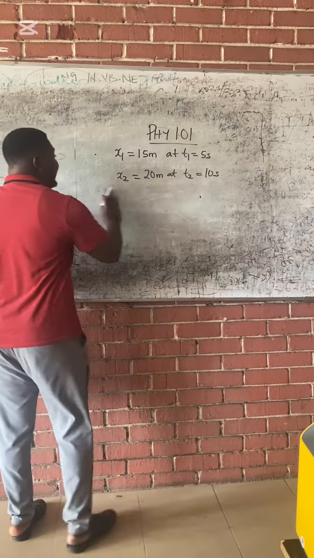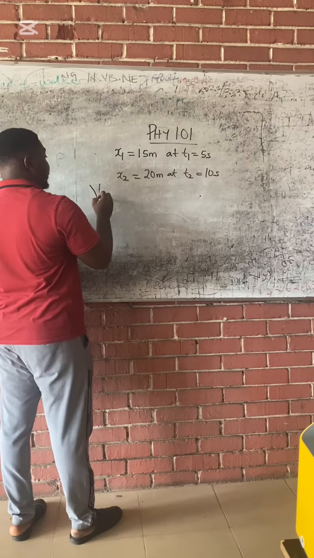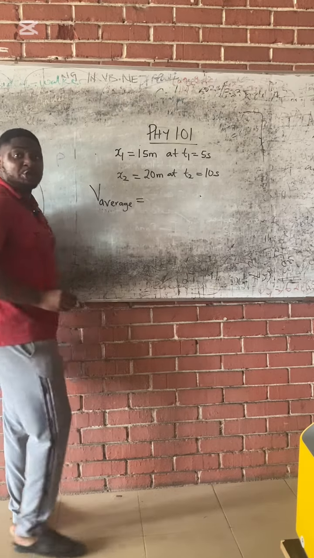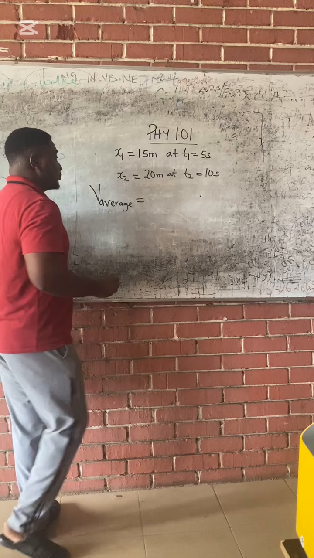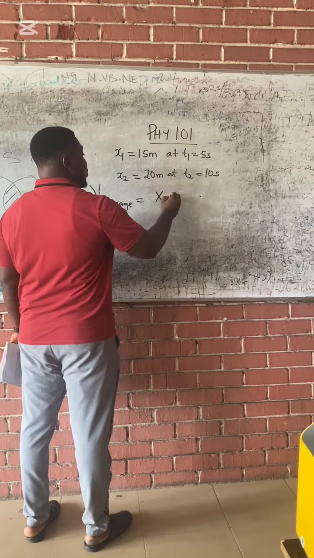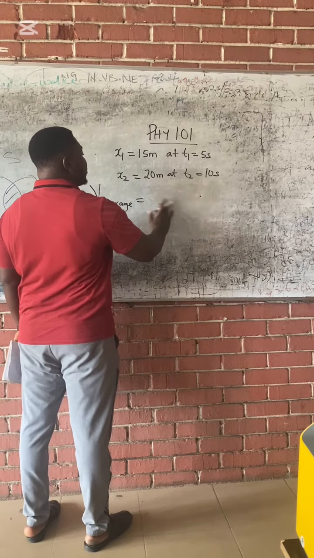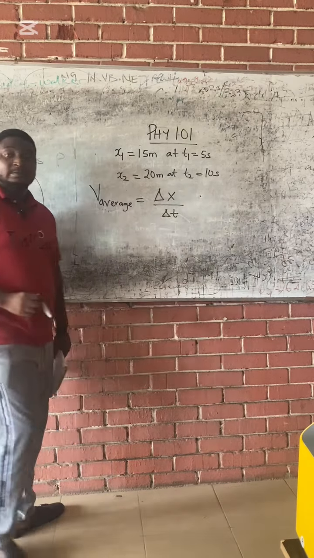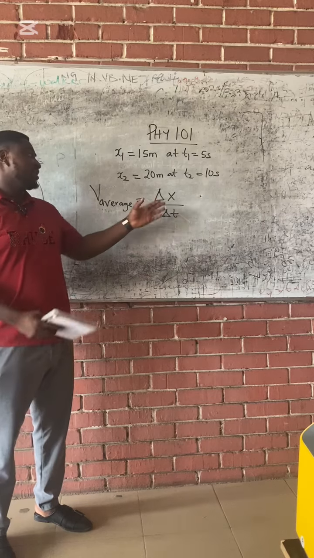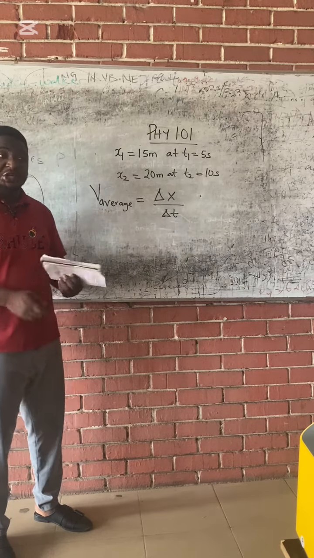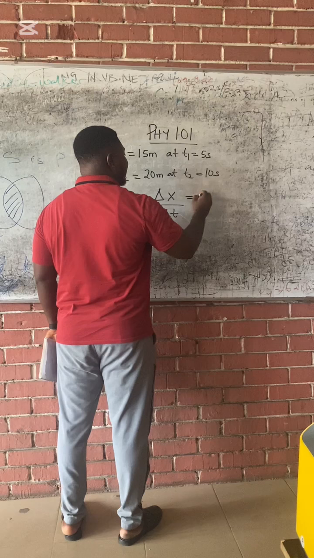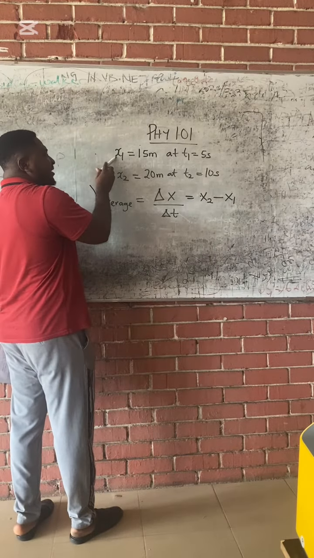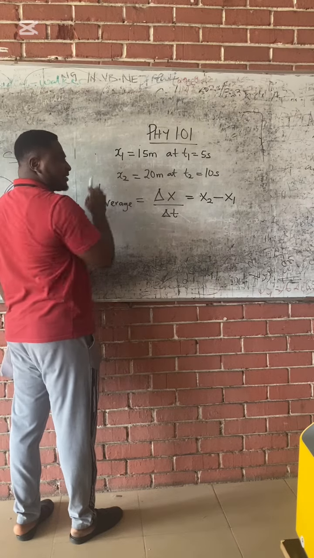Class, the average velocity of this body, V average, is going to be x2 minus x1 over t2 minus t1, because actually it is the change in displacement all over the change in time. Average velocity is the change in displacement all over the change in time. The change in displacement is the final displacement x2 minus initial displacement x1. So in this question, the body was first found at x1, 15 meters. This is the initial displacement of the body.